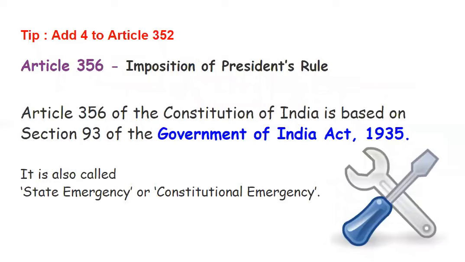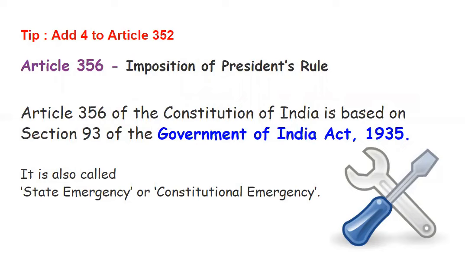So now add 4 to Article 352. So now you have Article 352, which deals with national emergency. Adding 4, it becomes Article 356, imposition of president's rule, right? So now, in simple words, president's rule is when state government is suspended, central government directly administers the state through the office of the governor.